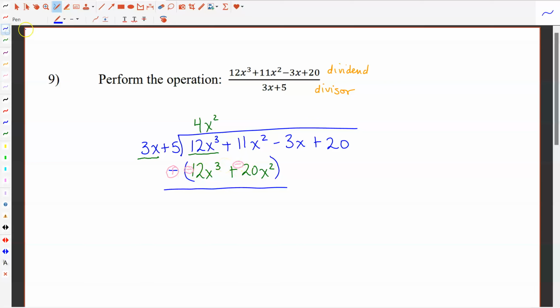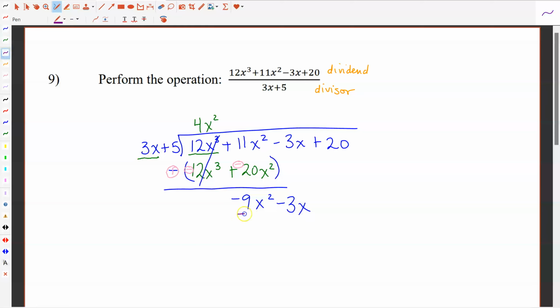When I add going down, these first two terms are going to be opposites. They're going to cancel, and that's what should happen. That's why we picked this number up here. Over here, 11x squared plus negative 20x squared is negative 9x squared. Now we're going to bring down the next term, minus 3x. And we're going to start this process all over again.